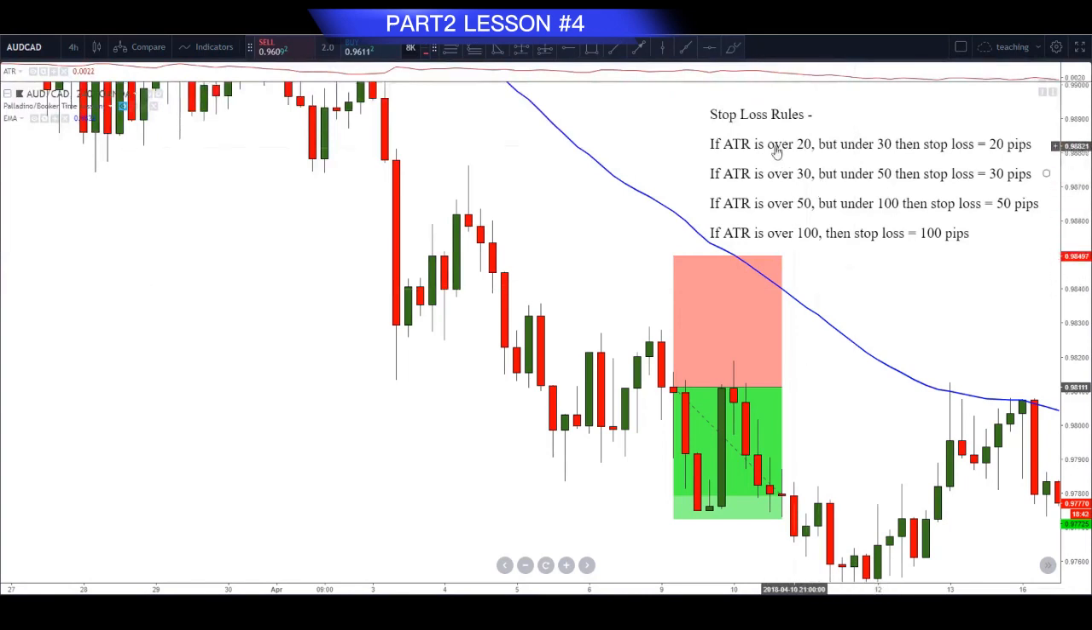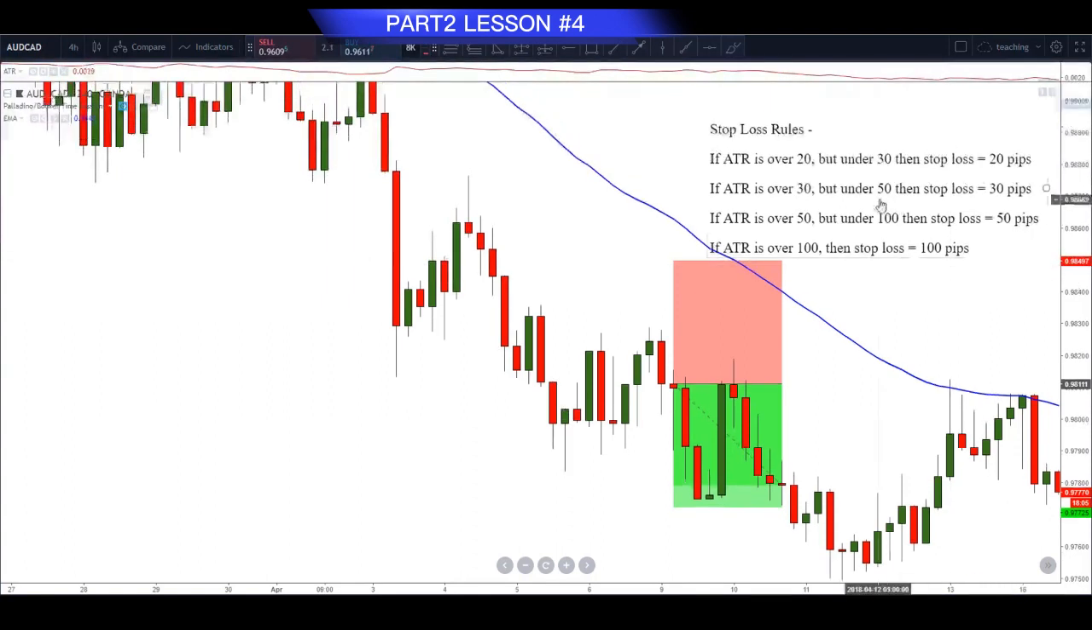And something important to note that I just now realized is that if we have a 30 pip ATR, then the stop loss will be 30 pips. If we have a 50 pip ATR, then the stop loss will be 50 pips. So this should really be over 20 but under 29. This should be over 30 but under 49, because if we have 50 pip stop loss, we will be using a 50 pip stop loss. But now we'll go ahead and move on to a higher ATR pair and take a look at how to place stops based around that.